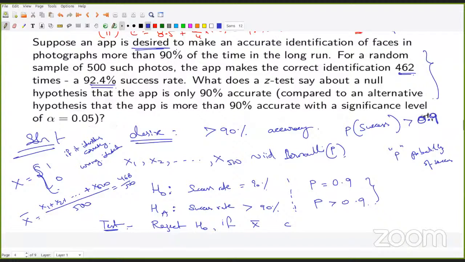Yes, X bar is greater than C. Sir, how did we get X bar? 468 divided by 500, that is 0.924. So it will be lower, less than C. Reject.